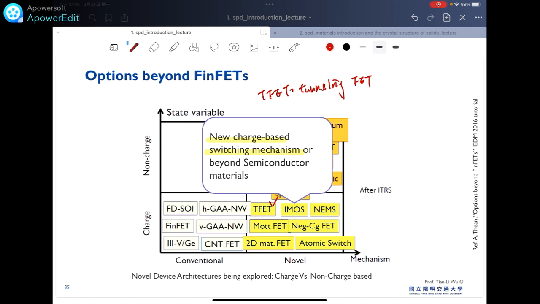Of course, here we won't talk about the TFET. That's also very complicated, just for your introduction here. And this one is one of the hot research topics in the last several years, what we call the negative capacitance FET here.